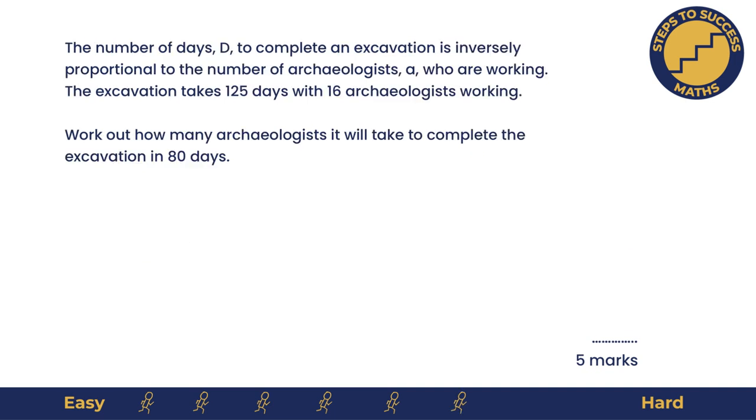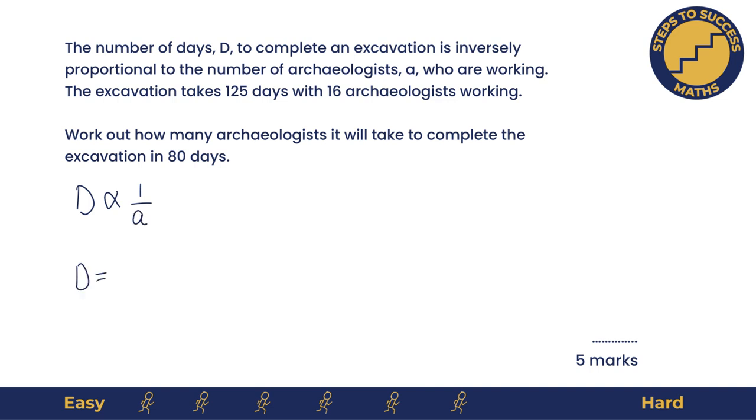The number of days D to complete an excavation is inversely proportional to the number of archaeologists A who are working. The excavation takes 125 days with 16 archaeologists working. Work out how many archaeologists it will take to complete the excavation in 80 days. So D is inversely proportional to the number of archaeologists.